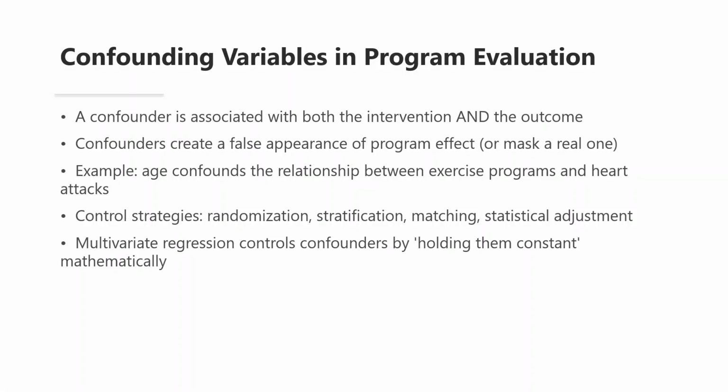On the MCHES exam, when you see a scenario describing an evaluation result and asking what could explain the findings other than the program itself, the answer is almost always a confounding variable. You should be able to identify the confounder and recommend the appropriate control strategy. You are building really important analytical skills here.